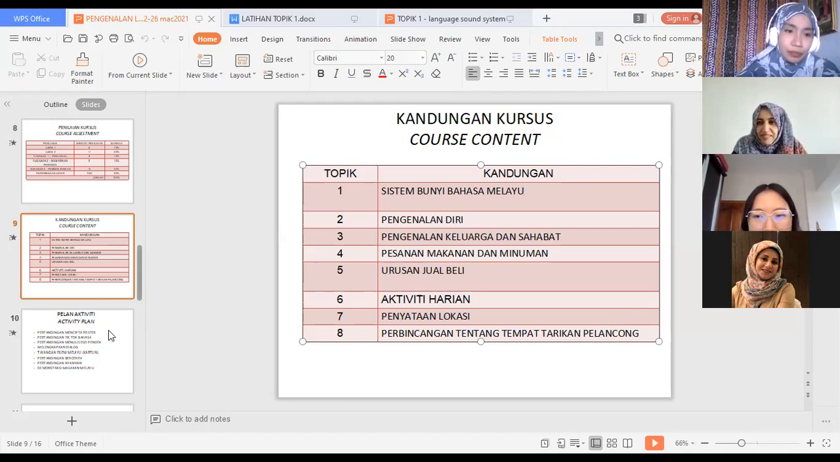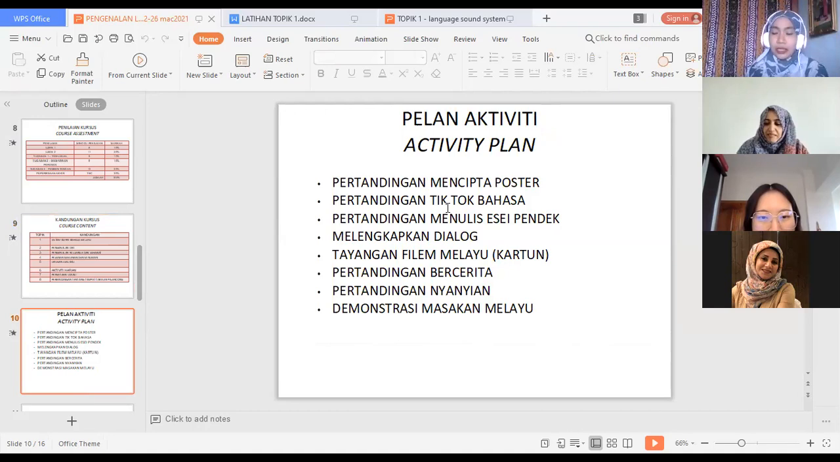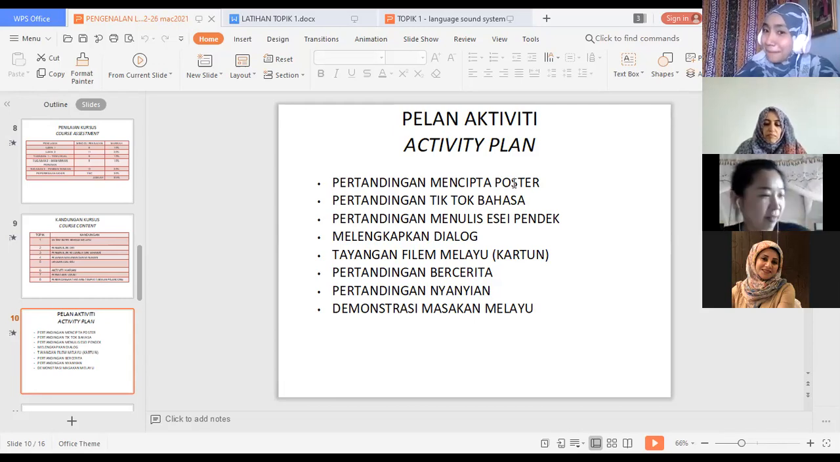So this is the activity plan. In this semester, every student, please join these activities. What activity? Pertandingan mencipta poster. Who knows the English translation? Poster, maybe advertisement, make a picture or advertisement. Yes, create poster competition. Pertandingan is competition.